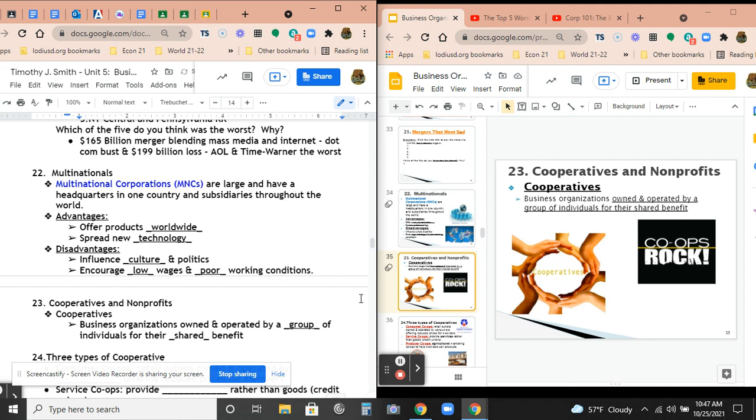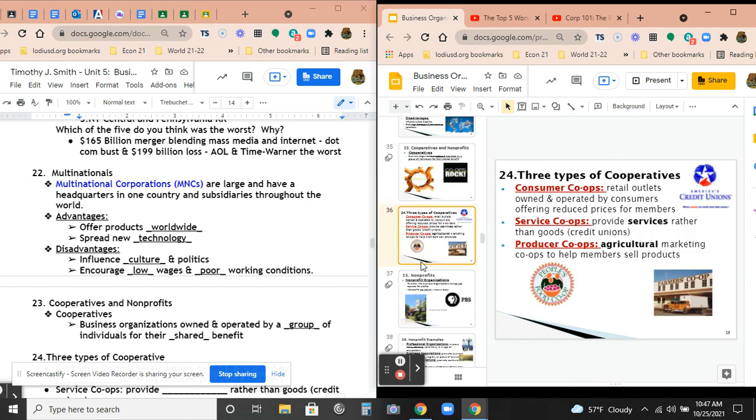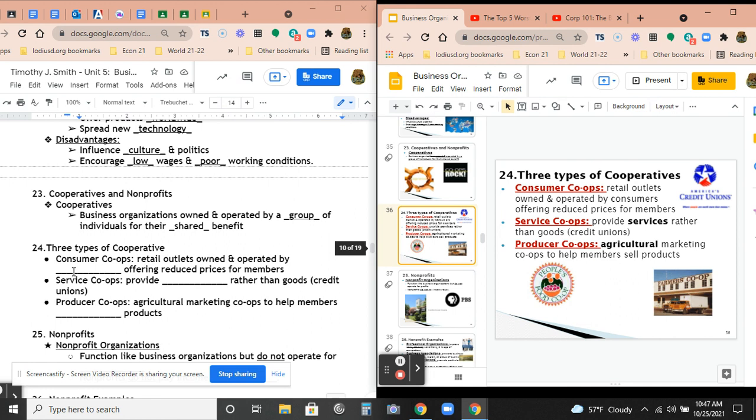What are the three main types of cooperatives? Let's look at that one next. You have consumer co-ops. This is when you have retail outlets owned and operated by consumers offering reduced prices for its members. I think Costco might fall into this group.